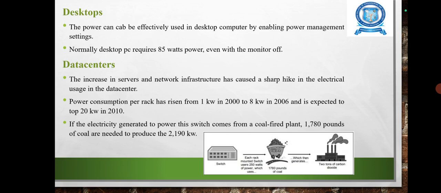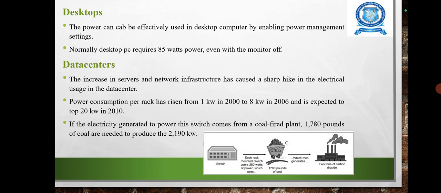Next one is data centers. Here the increase in server and network infrastructure has caused a sharp hike in electrical usage in the data center. That means the power consumption per rack has risen from 1 kilowatt in 2000 to 8 kilowatts in 2006, and it is also expected to top 20 kilowatts in 2010. The increase in energy consumption is not only because of more servers but also the use of additional network infrastructure. Here we have a normal 24-port Ethernet switch that uses 250 watts of power on average.